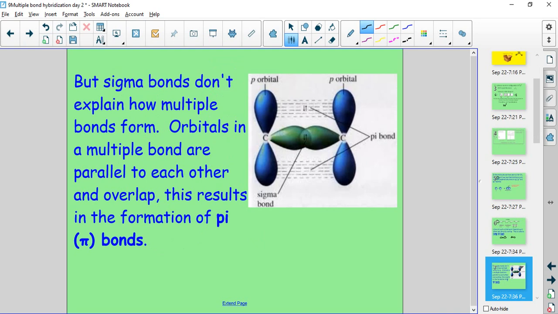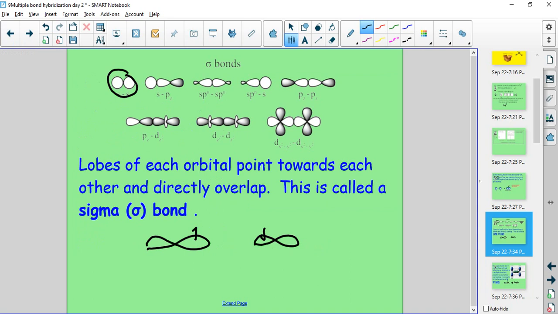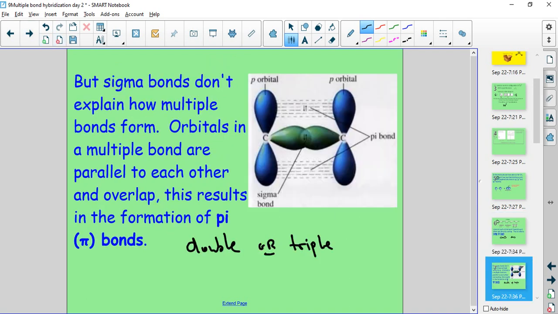Pi bonds, on the other hand, occur when you have double or triple bonds only. We'll have a pi bond. Now this picture shows you the difference between a sigma and a pi bond. A sigma bond, like we saw, forms after they've hybridized, of course, so for your sp's especially, they will head-on collide and create a sigma bond.